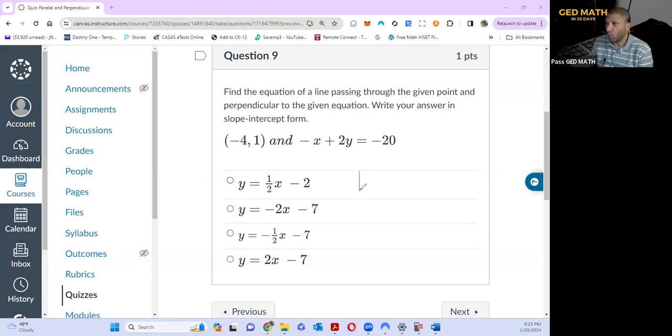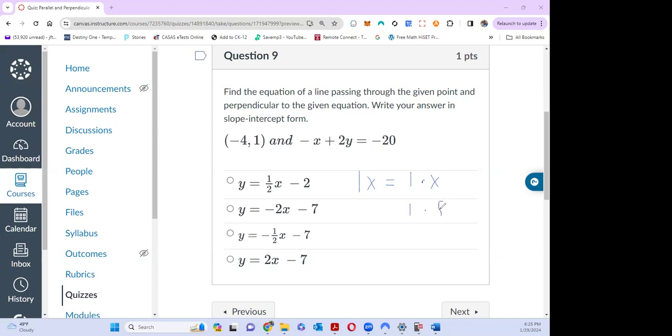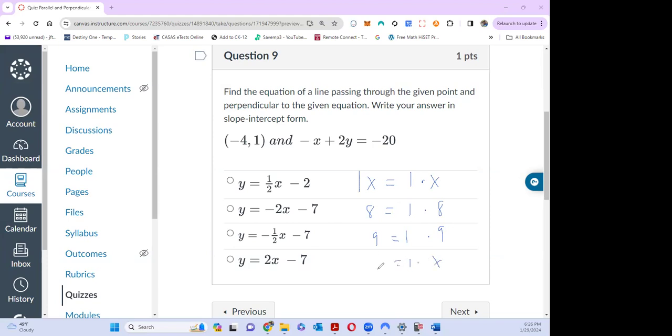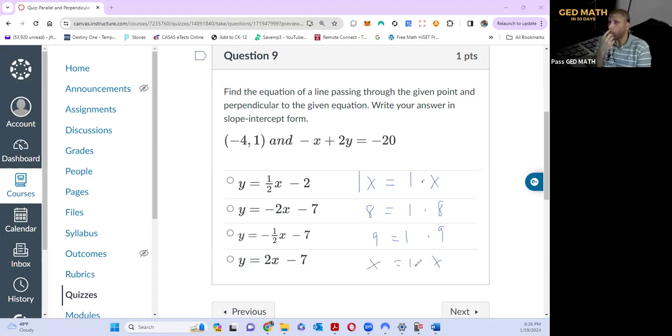Why? This is why. Watch this. 1x is the same as 1 times x, correct? 1 times 8 is 8. 9 times 1 is 9. 1 times x is x. So when you don't see a number in front of a variable, it is a 1. If I put a 1 there, now you see it is -1x. If you don't see a number in front of a variable, the coefficient is 1.